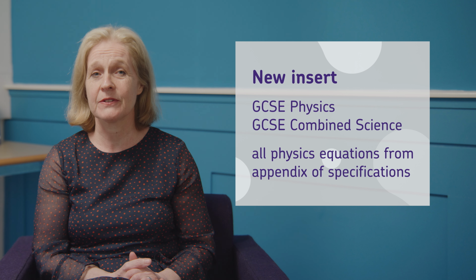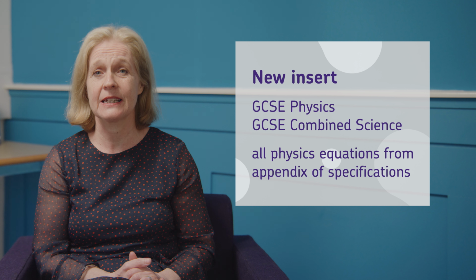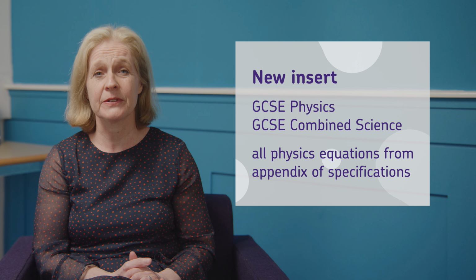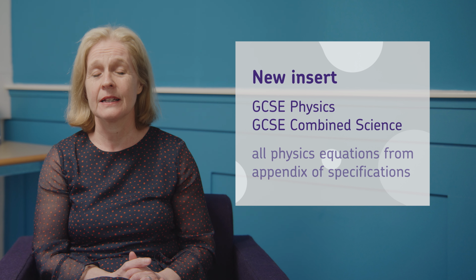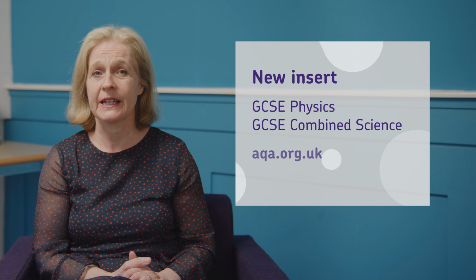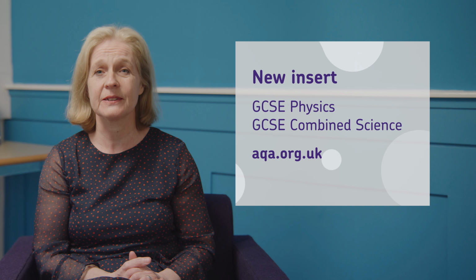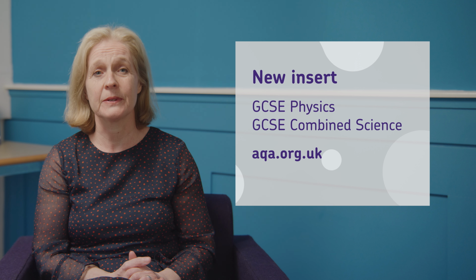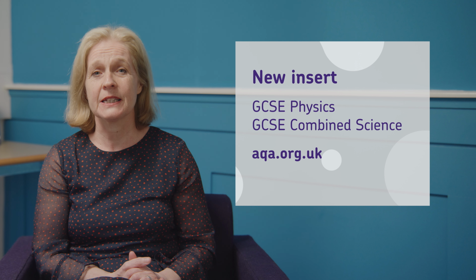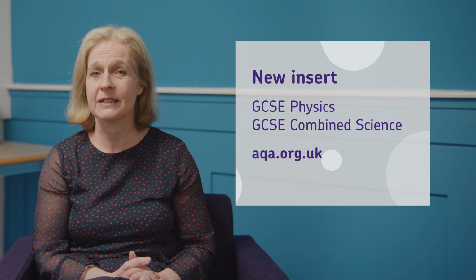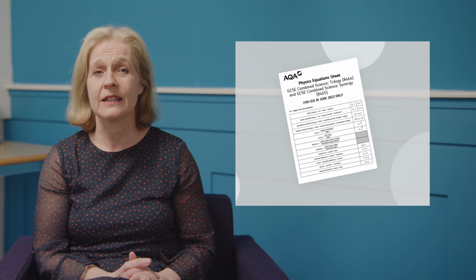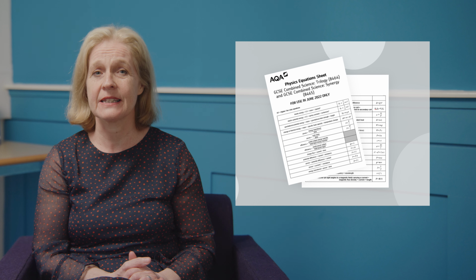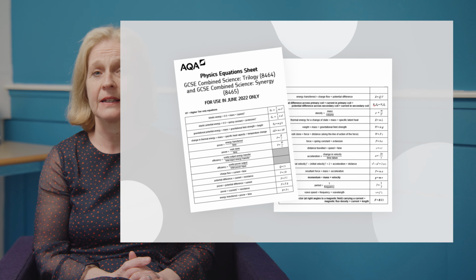There are separate sheets for GCSE Physics and GCSE Combined Science, as there are a number of equations that are only for GCSE Physics. This insert is available on the exam changes page of our website, so you can use it in school now with your students. This will help them become familiar with the layout and the presentation of the equations. This is a two-sided sheet, so make sure you print it out like this, so students remember to turn the sheet over in their exams.